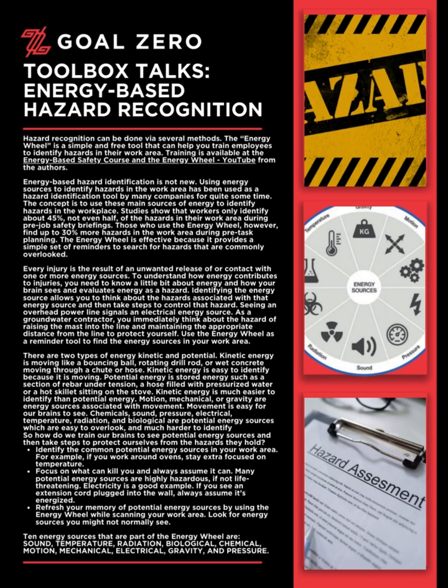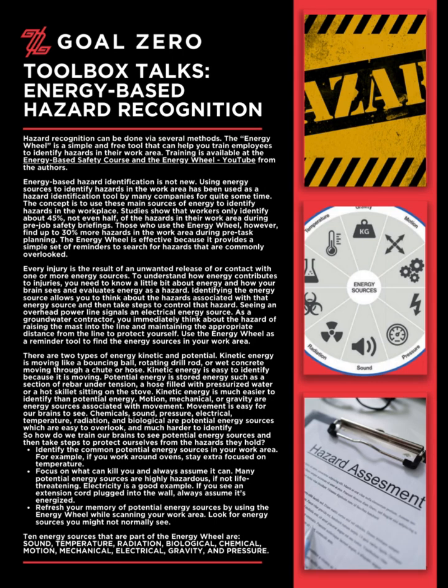Studies show that workers only identify about 45%, not even half, of the hazards in their work area during pre-job safety briefings. Those who use the Energy Wheel, however, find up to 30% more hazards in the work area during pre-task planning. The Energy Wheel is effective because it provides a simple set of reminders to search for hazards that are commonly overlooked.